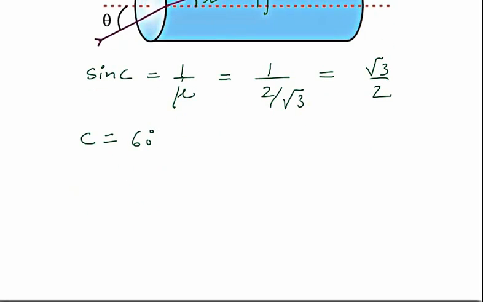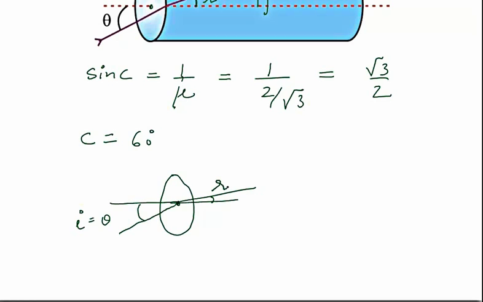Now look at this interface. At this interface, the ray is traveling making an angle of incidence theta. So i is equal to theta, and it enters the medium, this is the normal, and it goes inside with an angle of refraction which is equal to 30 degree.